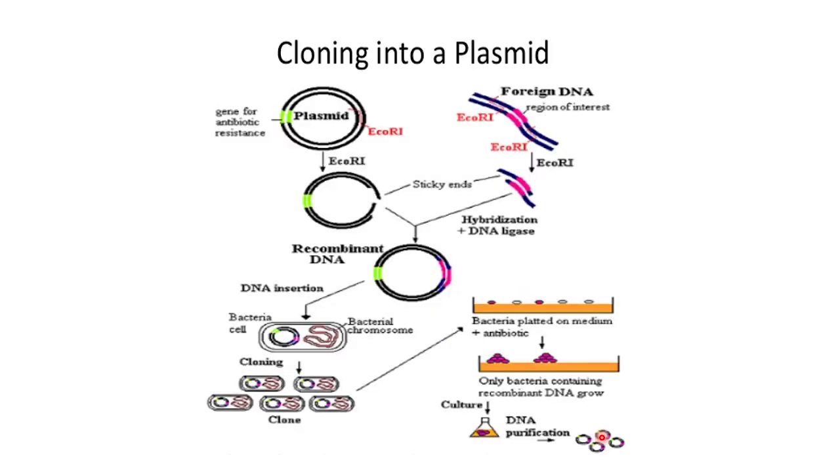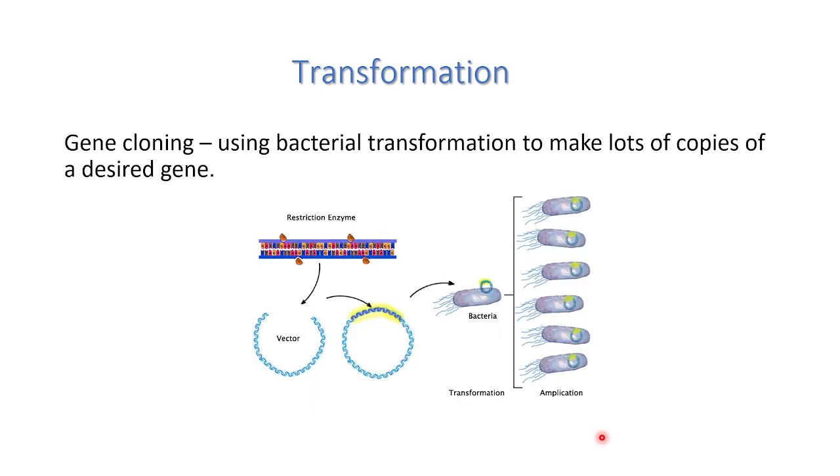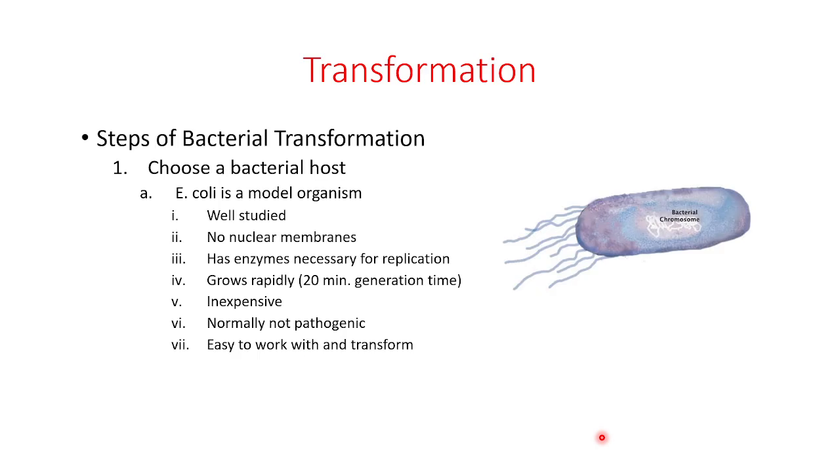So now transformation. Bacteria such as E. coli can take up and express foreign DNA, usually in the form of plasmid, and then gene cloning uses the bacterial transformation to make lots of copies of the desired gene. So this is basically the same.